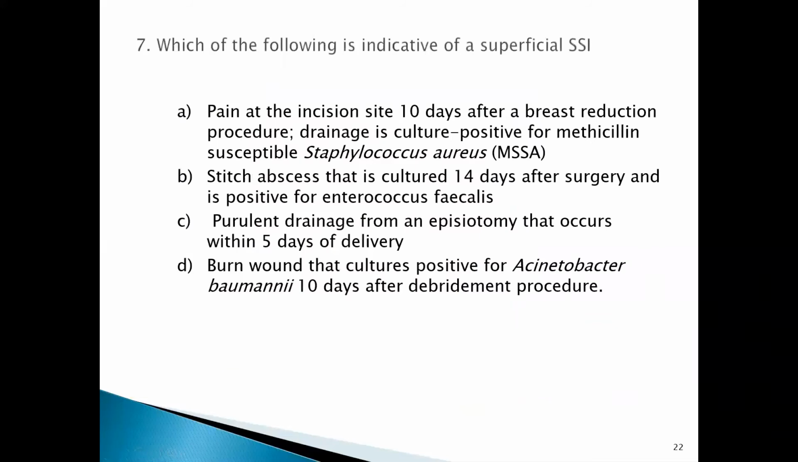Which of the following is indicative of a superficial surgical site infection? A, pain at the incision site 10 days after a breast reduction procedure. Drainage is culture positive for methicillin susceptible Staphylococcus aureus. B, stitch abscess that is cultured 14 days after surgery and is positive for Enterococcus faecalis. C, purulent drainage from an episiotomy that occurs within 5 days of delivery. And D, burn wound that cultures positive for Acinetobacter baumannii 10 days after debridement procedure.